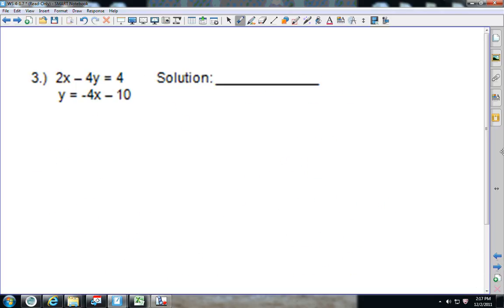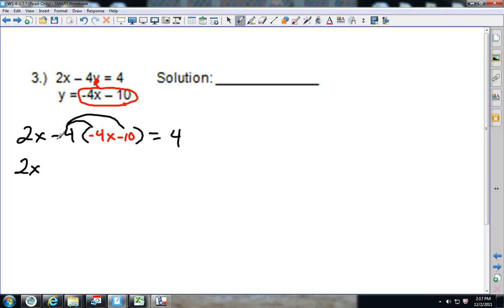Number 3. I have one of my equations is in y equals. Circle what y equals. Let's substitute it in here for y. We have 2x minus 4 times y. Y is negative 4x minus 10 equals 4. Okay, so now what do we do from here? Well, I bring the 2x down, and I do the distributive property right here. I have negative 4 times negative 4x, which is positive 16x. Negative 4 times negative 10, which is positive 40. And that equals 4.